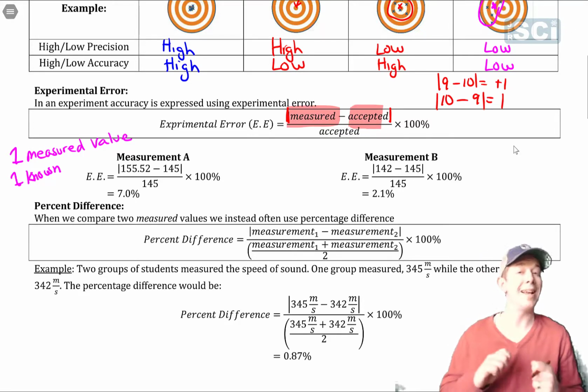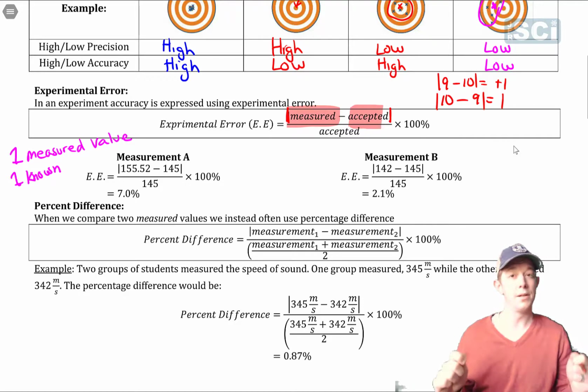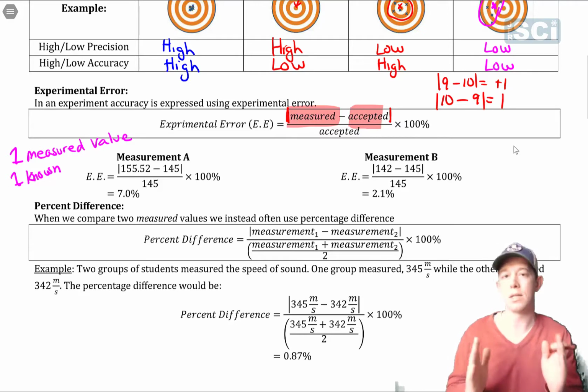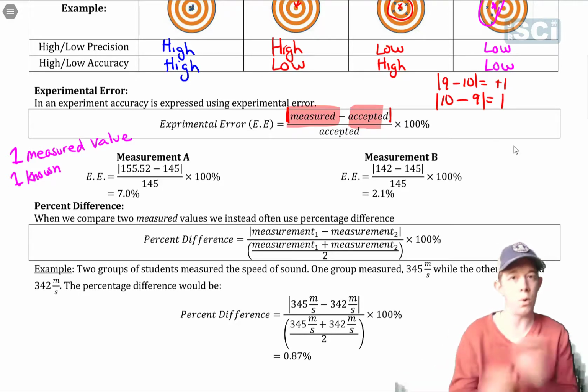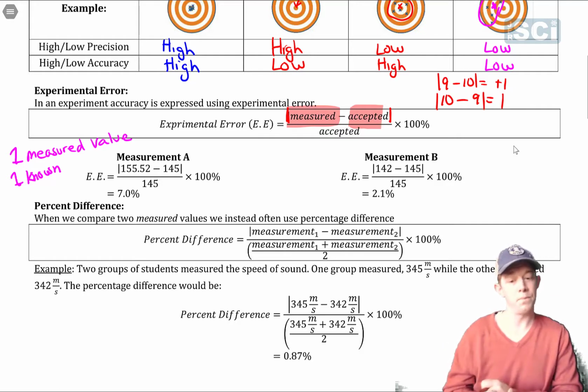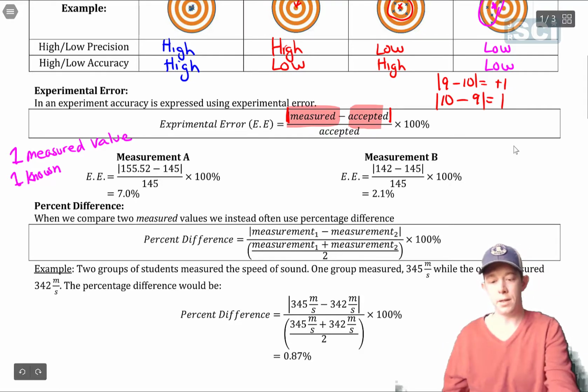So I'm only looking at how different they are. Essentially, absolute value bars are taking the positive difference. No matter what order I do the subtraction, I'm only looking for the positive of the difference. Okay, so for experimental error, I'm going to then divide by the accepted value.